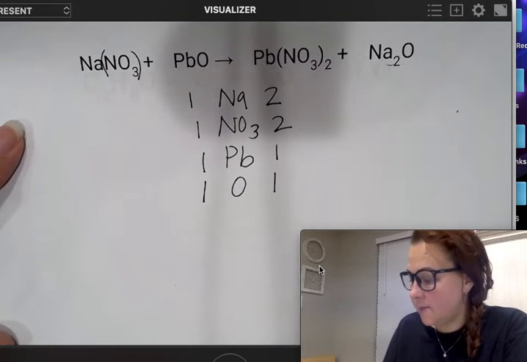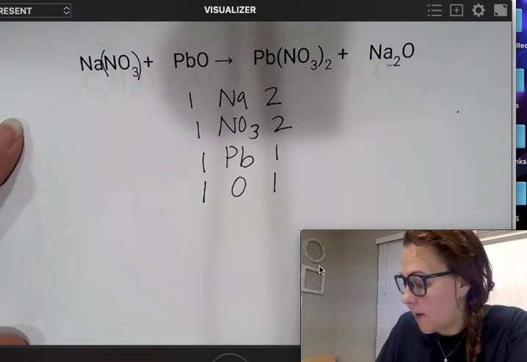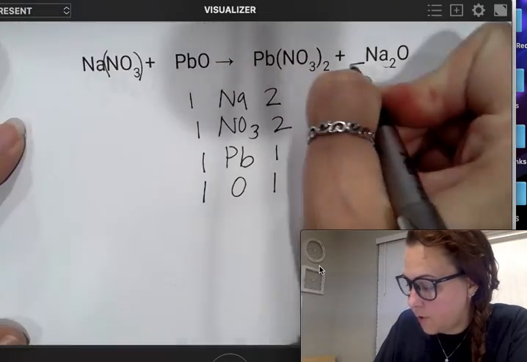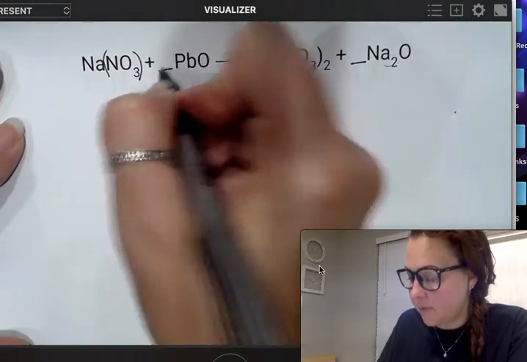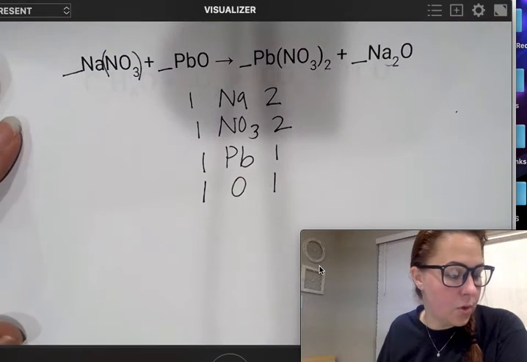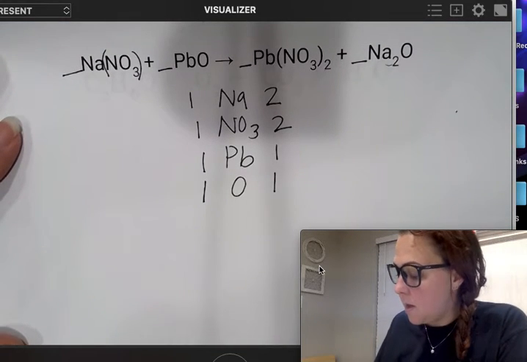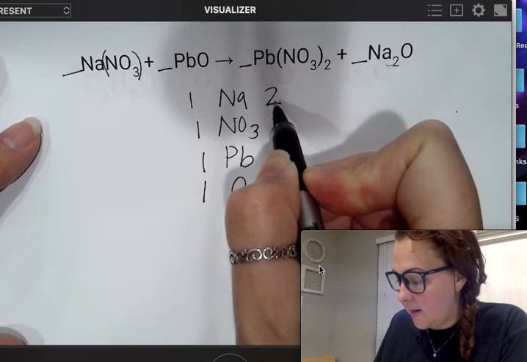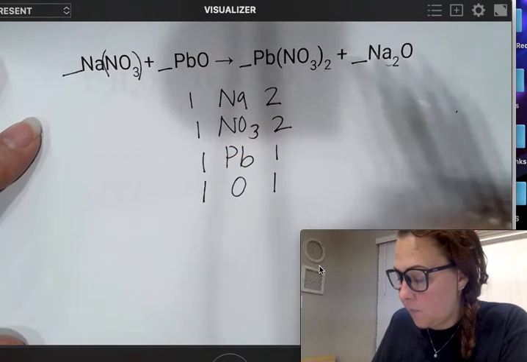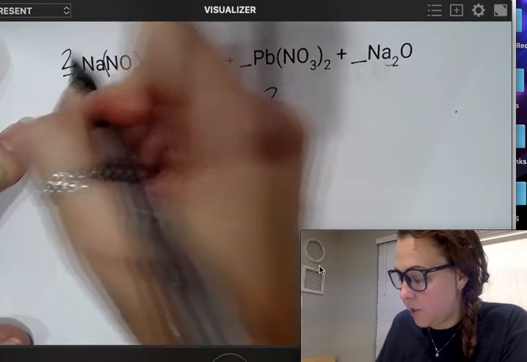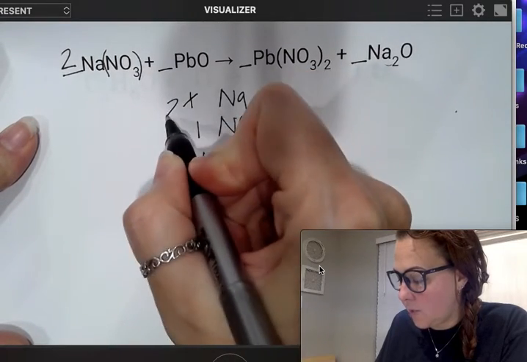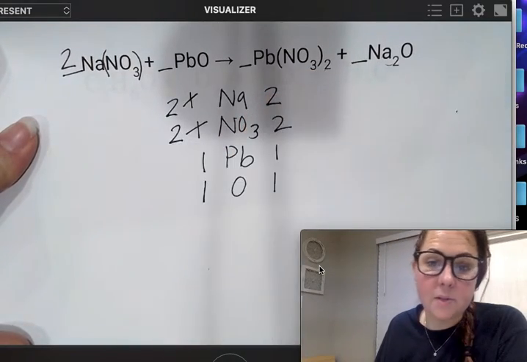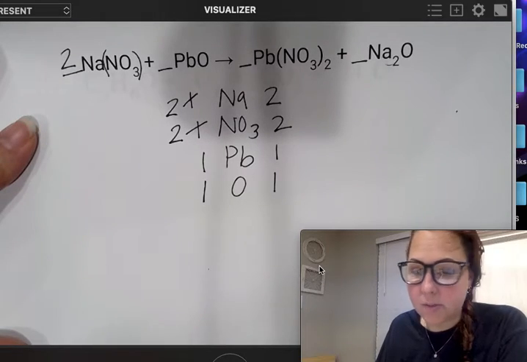So I need to balance everything out to be the same on both sides by adding coefficients. We put coefficients in front of the compounds, and sometimes it's helpful to draw out those lines where you can actually write them down. So I'm going to start with my sodium. Sodium, I have 2 on this side. I need 2 over here. If I put a 2 in front of that, that changes my sodiums to 2, my nitrates to 2. That's a balanced reaction. Everything's the same on both sides.